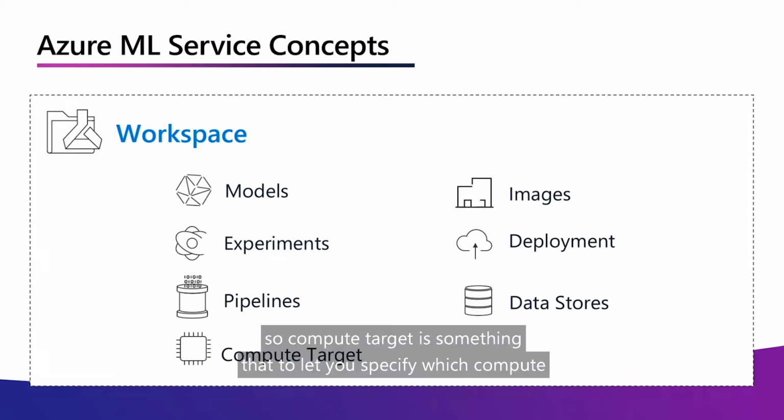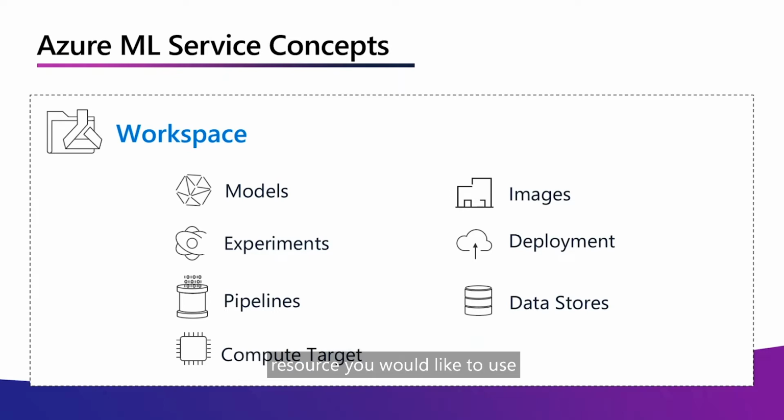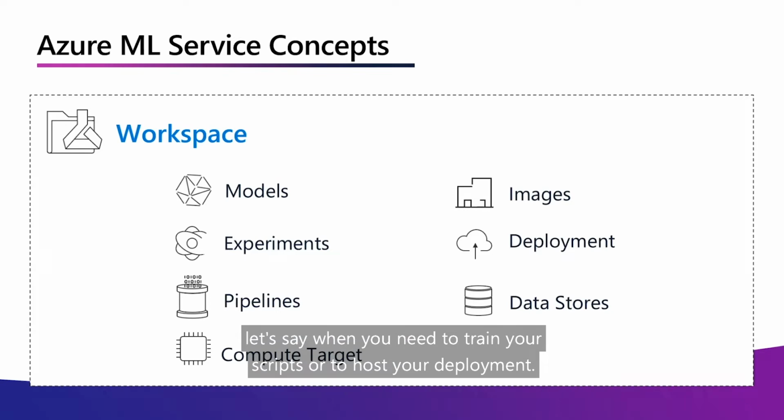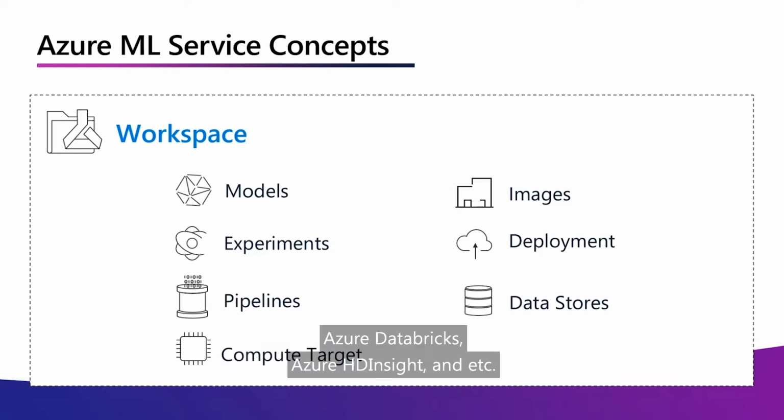A compute target lets you specify which compute resource you would like to use. When you need to train your scripts or host your deployment, of course, you need to specify a compute resource where you want to do it. It can be your local machine, or it can be a cloud-based compute resource, such as Azure VMs, Azure Databricks, Azure HDInsight, and so on.